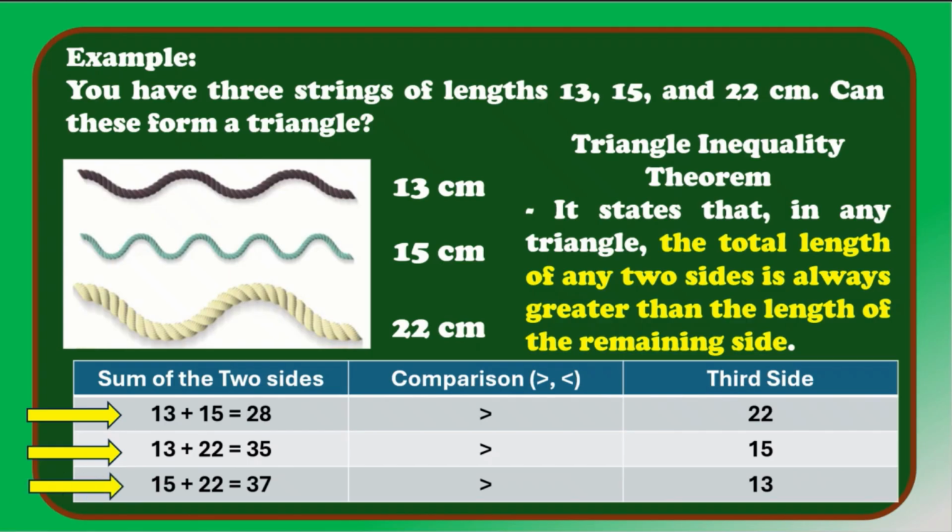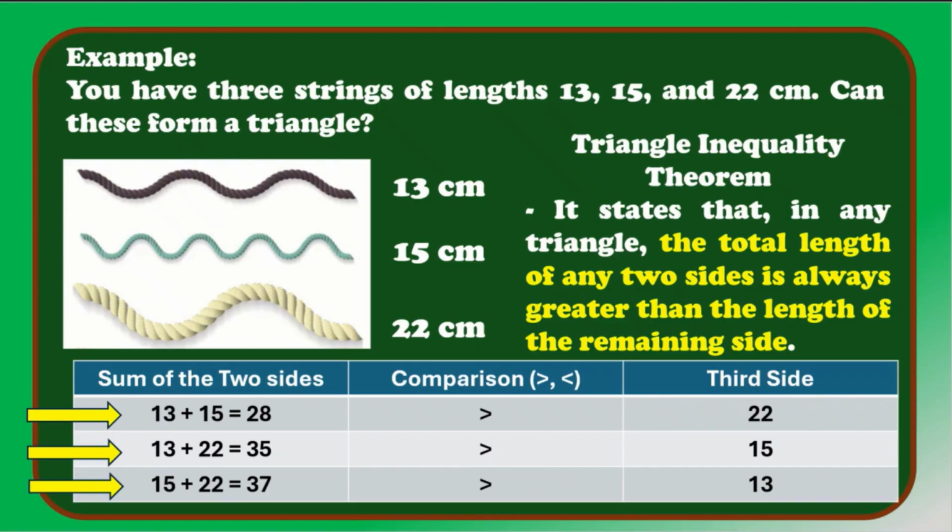And then for the third row, the last combination that we have is 15 plus 22. We use here the second and third lengths of our strings, and we put the length of the first string at the third side. Now, if we obtain the sum of the second and third string, we're going to get 37. And that is also obviously greater than the third side, which is 13.